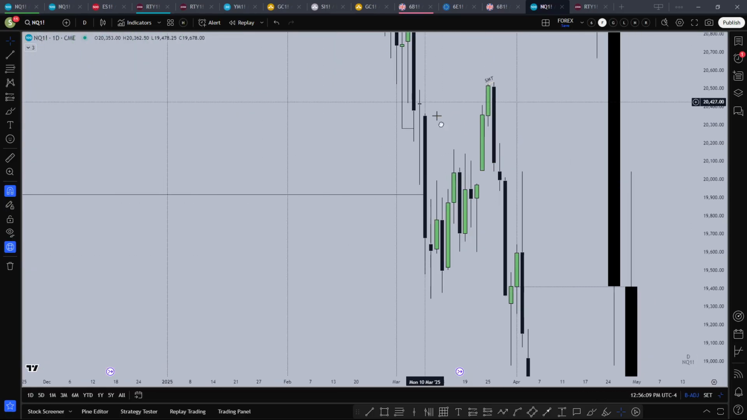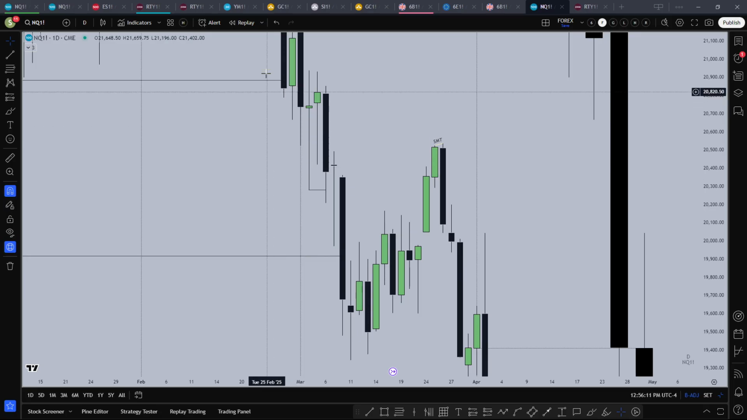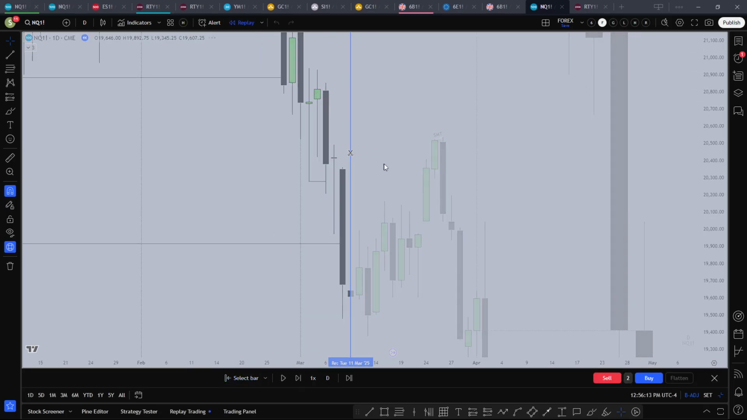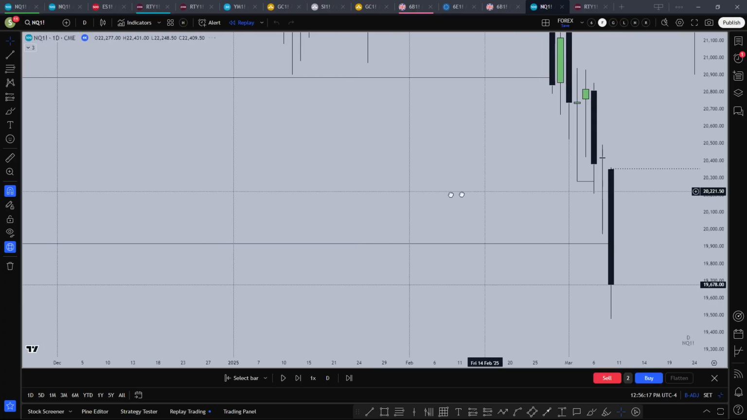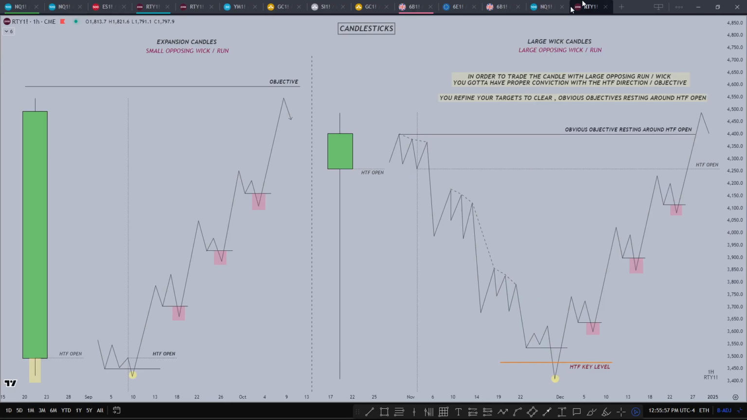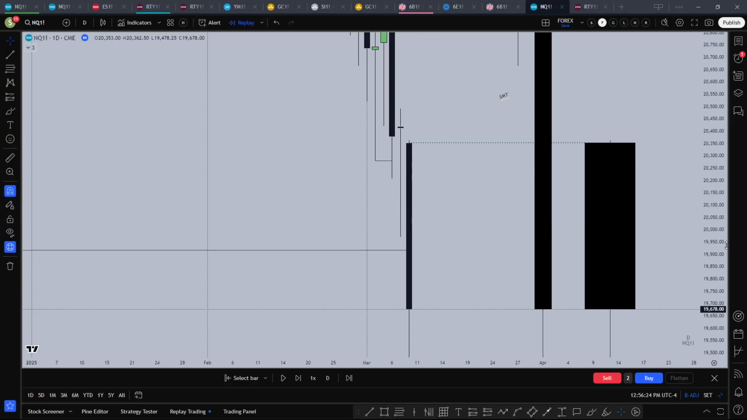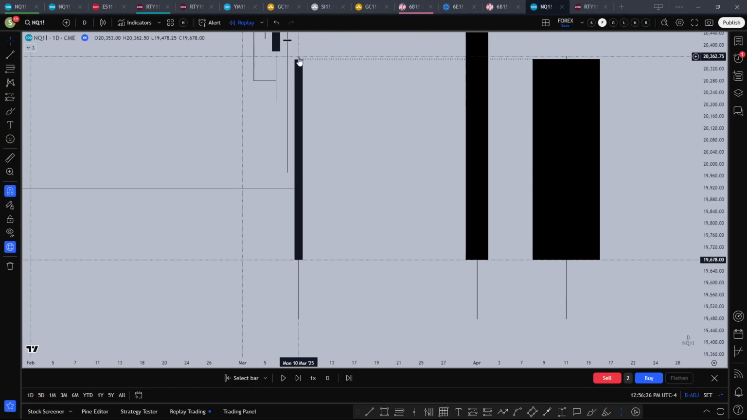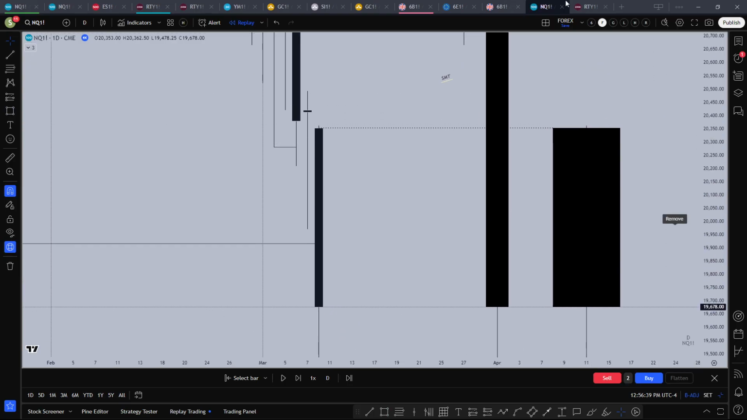As you can see, which type of candle is this? Clearly an expansion candle. Less wick to the upside. We went over the bullish expansion candle. This is a bearish expansion candle. See, less wick to the upside, open, small opposing wick, and so it forms a large body and expands away from the opening price. Now, how would you profile this?